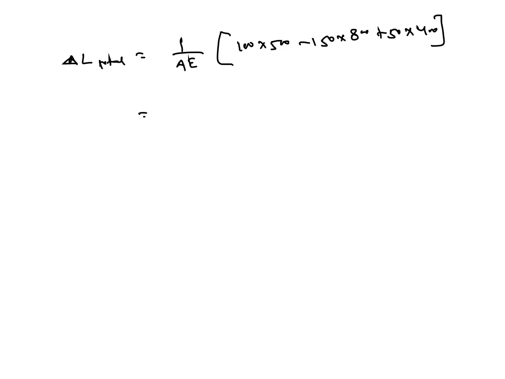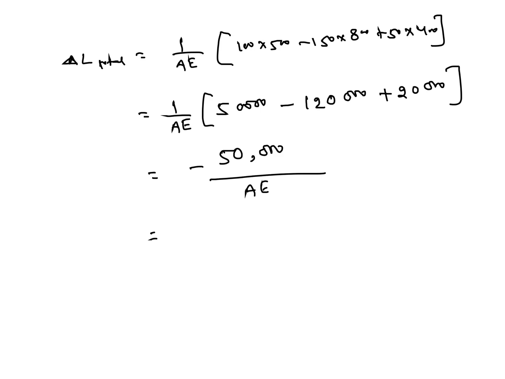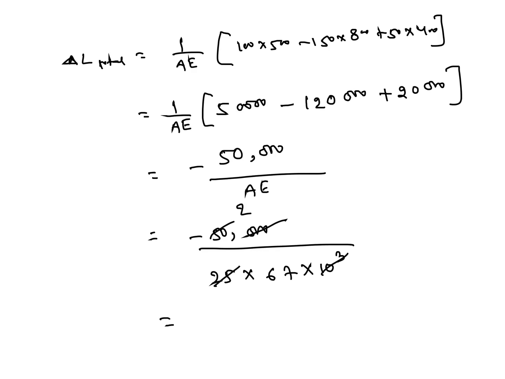So 1 by AE, here you will get 50,000 minus 15 into 8, it's 120,000, plus 20,000. Then put the value of AE: 50,000 divided by A is 25, E value is 67 into 10 to the power 3, 3 cancel, it's 2 minus 2 by 67. So multiply 1000 for micron and 67 you make 60, 0 cancel, 2 by 6 it's 3, 100 by 3, it's minus 33 micron. So from option nearly minus 30 micron, C is the answer.